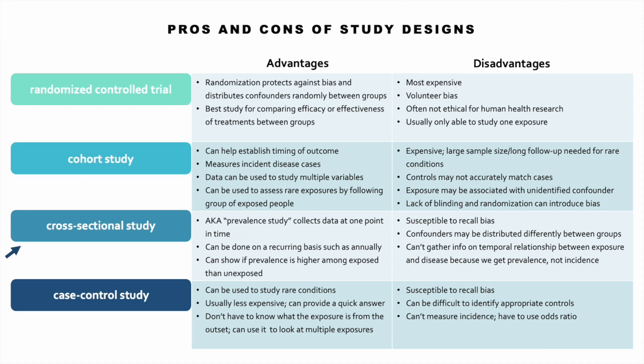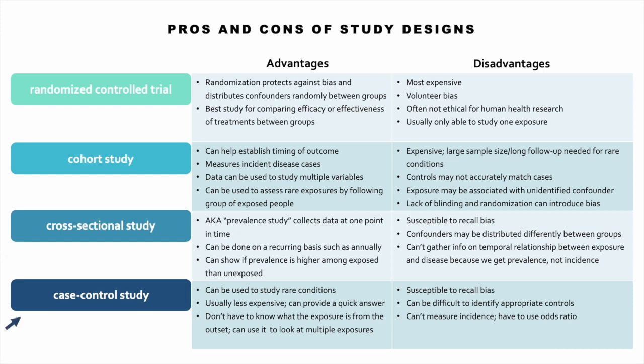Cross-sectional studies are helpful for determining the prevalence of a condition in a population at one point in time and can show if the prevalence is higher among the exposed than the unexposed. But cross-sectional studies are susceptible to recall bias, and confounders may be distributed differently between the exposed and unexposed. And they can't be used to gather information on the temporal relationship between exposure and disease because we get prevalence at one point in time, not incidence. You're not going to find a rate of new cases occurring because you're not following this group of people over 40 years, for example. You're just looking at one point in time.